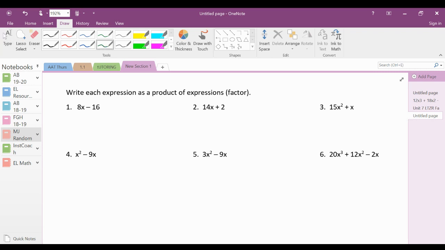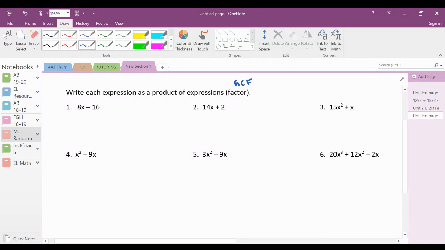Alright, again with Professor Johnson, I'm going to go through the 6 problems that you had to factor out the greatest common factor. When the directions say to write each expression as a product of expressions and factor it, what they're telling us to do is look for our greatest common factor.